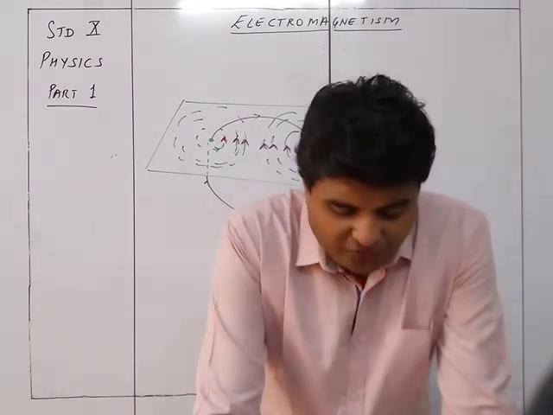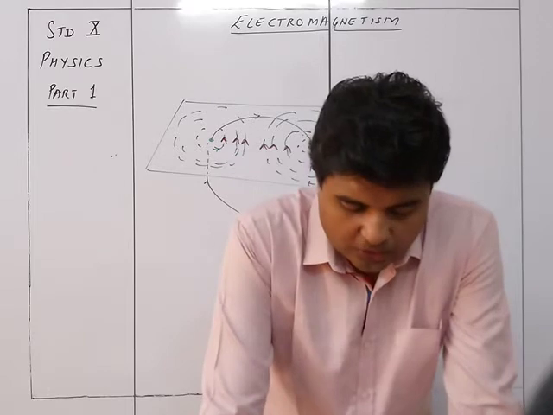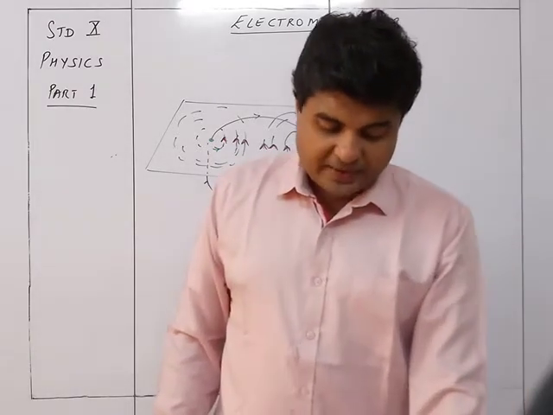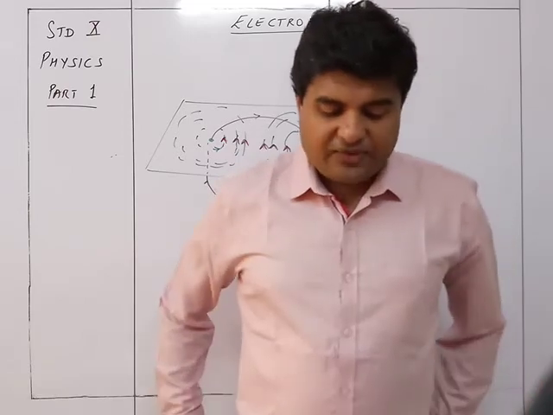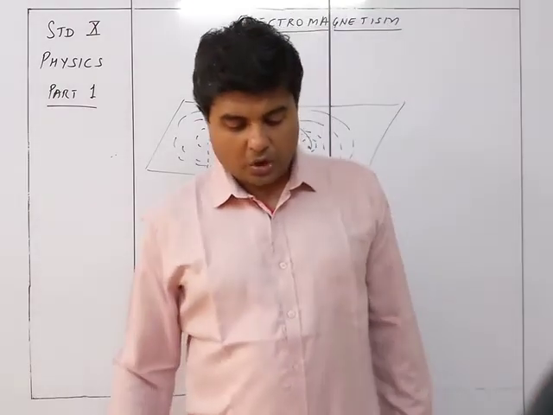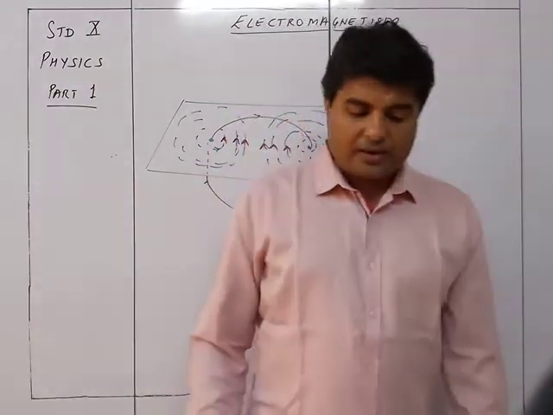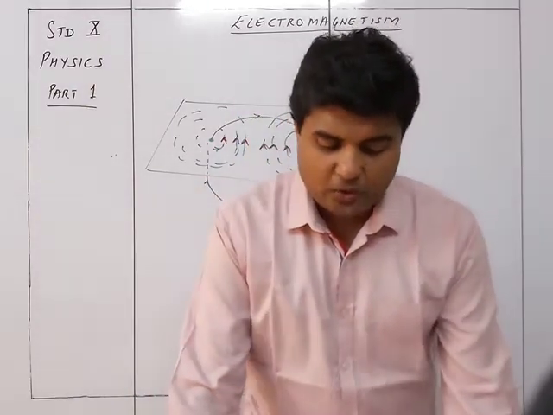The polarity of the two faces of the loop depends on the direction of the current in the loop. On reversing the direction of current in the loop, the polarity at the face of the loop gets reversed. The polarity of the face of the loop is determined by the clock rule. So what is the clock rule? Clockwise current is south pole, and anti-clockwise is north pole.